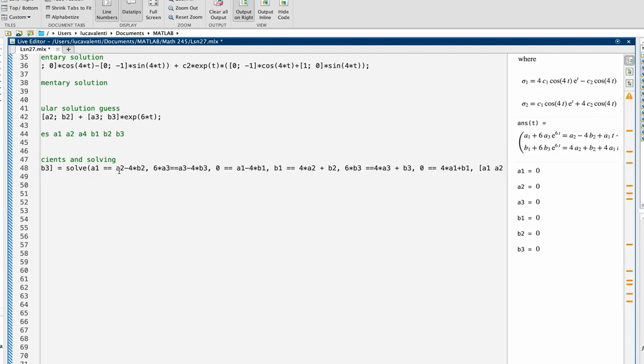A1 should be equal to A2 minus 4B2. Okay, that one's right. Now, 6A3 should be equal to A3 minus 4B3. Here we could bring this to the other side and have a negative 5A3. And then I think, let's see.